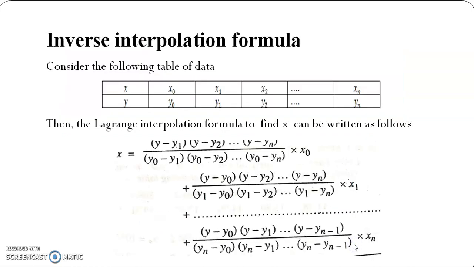Now inverse interpolation formula. So in inverse interpolation formula, okay. Now consider the following table of data. We have two variables here, x0, x1, x2 up to xn for x, y0, y1, y2 up to yn for y. Then the Lagrange interpolation formula to find x this time, that is inverse interpolation. If you want to find y, that is direct interpolation. If you want to find x, that is inverse interpolation. Okay, can be written like this.